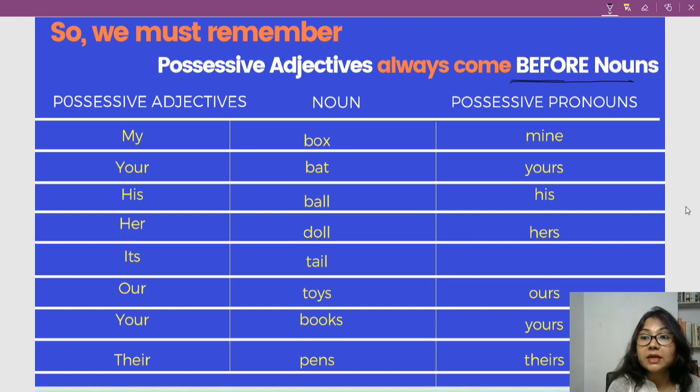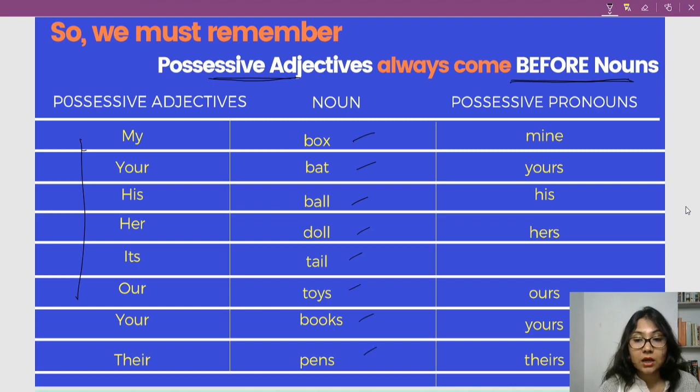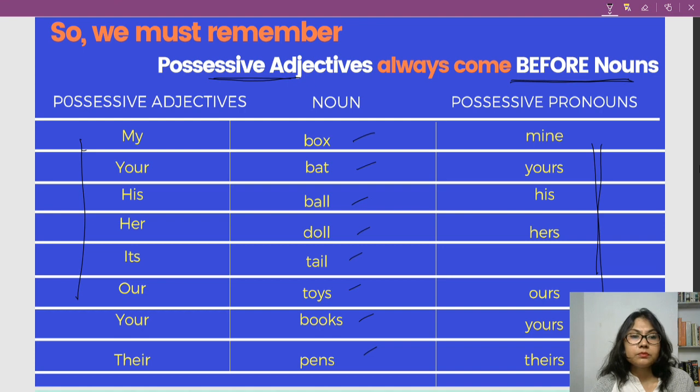Again, I am repeating myself. Possessive adjectives always come before the nouns. Now let us look at this chart very carefully. The possessive adjectives are given on this side. These box, bat, ball, doll, tail, toys, books, pens are the nouns, and these are your possessive pronouns. Now have a look at it carefully.